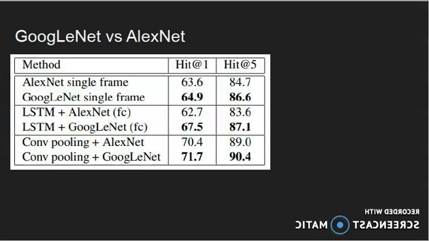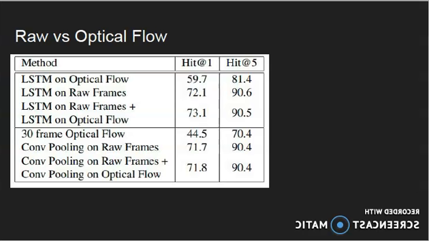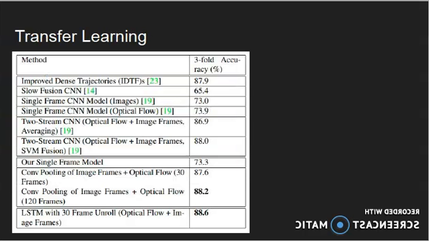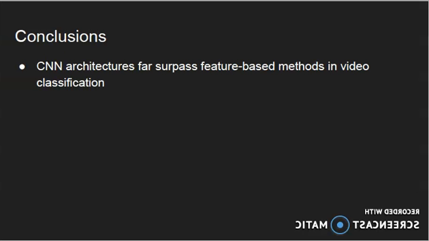GoogleNet performed better than AlexNet overall, as you can see here. When using optical flow for convolutional pooling, the difference was not as big because the quality of the selected videos was not of higher performance, since the datasets were taken from YouTube. But when the model was applied to another dataset, UCF-101, it got better results when using optical flow. So in conclusion, we can say that CNN architectures far surpass feature-based methods.